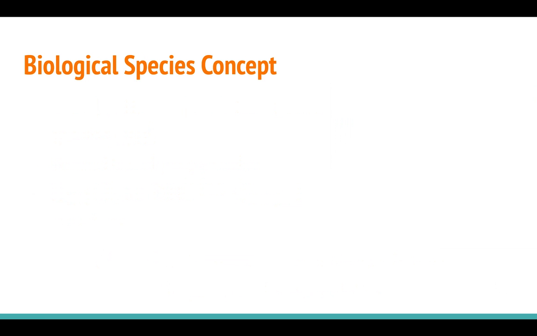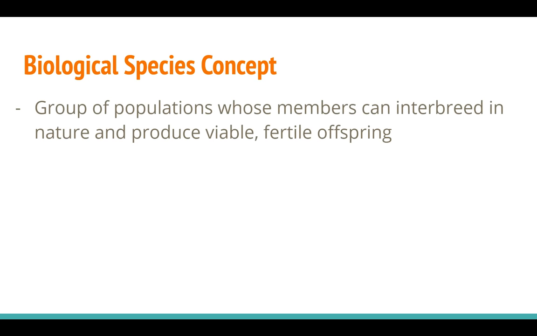Like I said, even to biologists, the definition of a species is not crystal clear cut. We have what we call the biological species concept, which is kind of the guideline that's used. There are, however, a lot of exceptions to this, so it's not a hard and fast rule. This is kind of a guideline for how biologists think of what a species is.